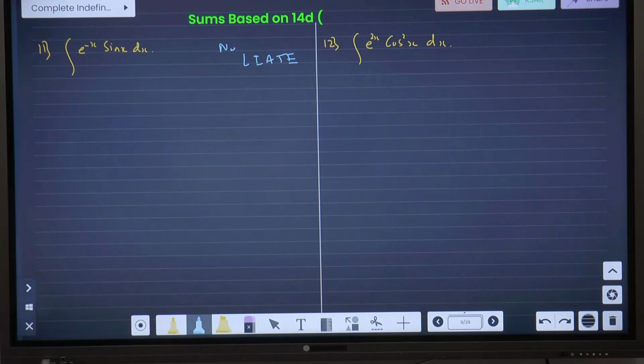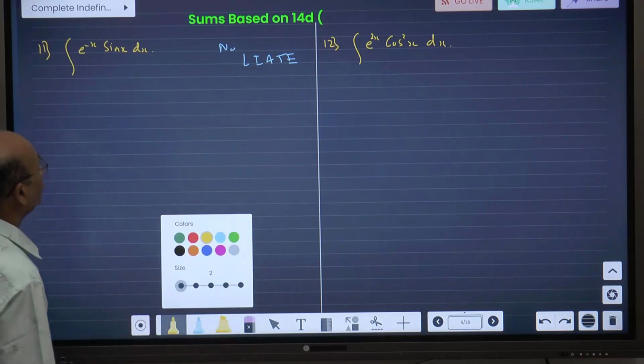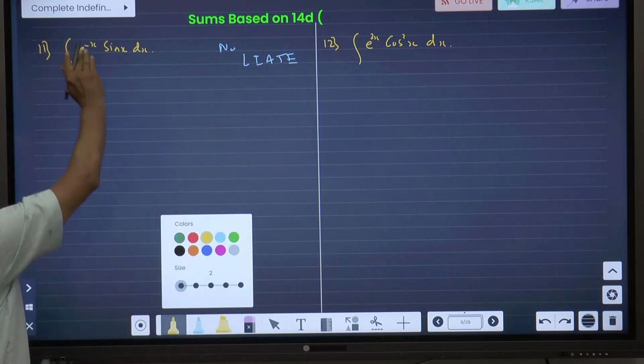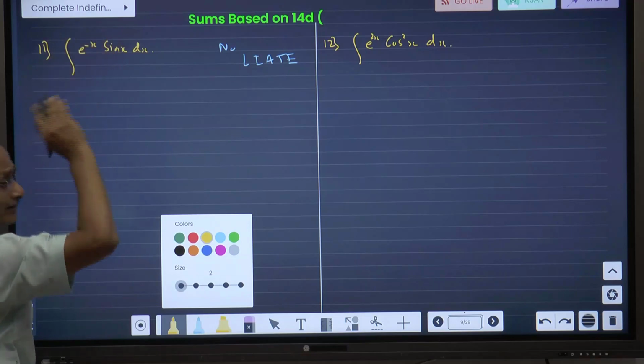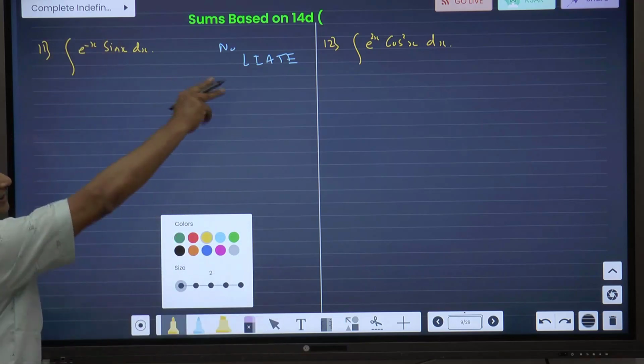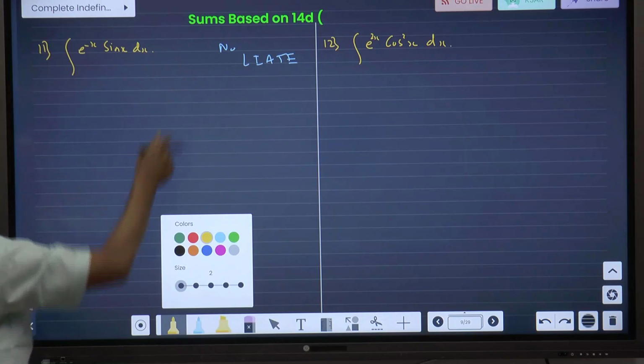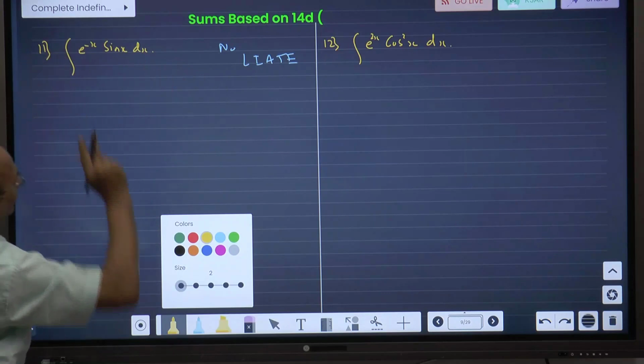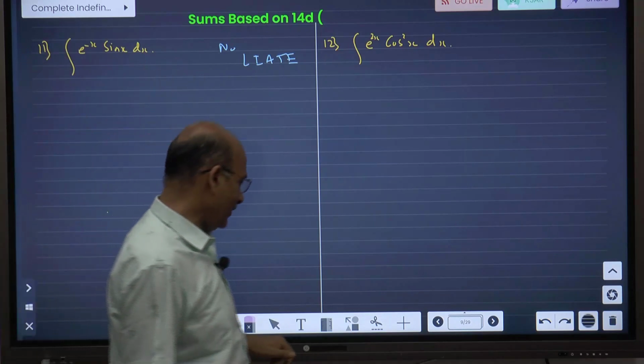Now how do I solve? Listen to the technique and procedure. Whenever you have e raised to x and sin x, or e raised to x and cos x only, not cos square, but it's there, what we do, we will see later on after we do this sum. I just missed out something, somebody reminded me.